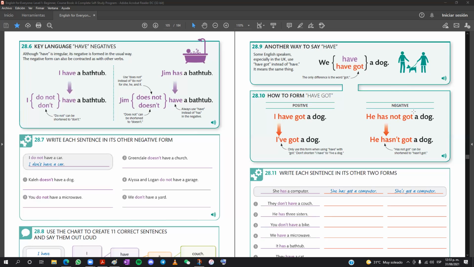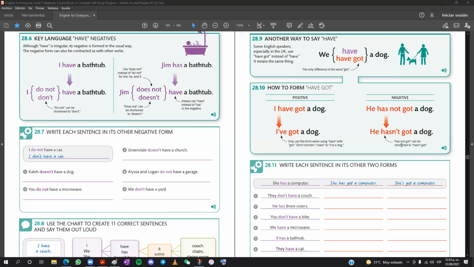Y ya, negative: he has not got a dog. Él no ha conseguido ningún perro. He hasn't got a dog. No ha conseguido un perro. Has not got can be shortened to hasn't got. El has not got puede ser acortado a hasn't got. Se fijan, igual que el isn't, ¿verdad? O sea, toma esa particularidad.